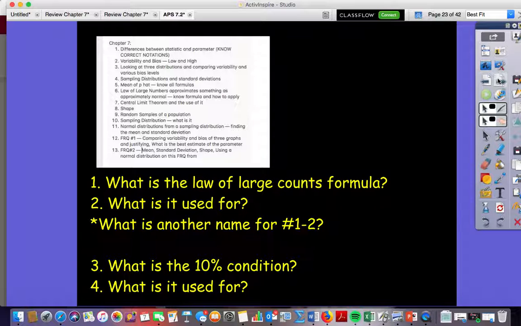Don't yell it out. If you could also tell me, for an additional point, what another name for numbers 1 and 2 is. And then the same thing for 3 and 4. What is the 10% condition? And what is it used for? It's written in my notes. This one's tough. This is also not on your formula sheet, so you can't look at your formula sheet for this one.